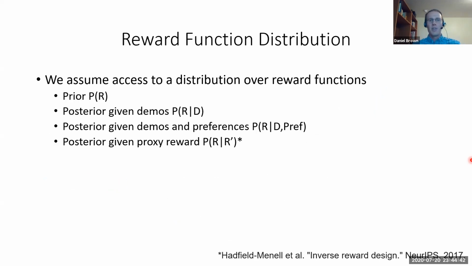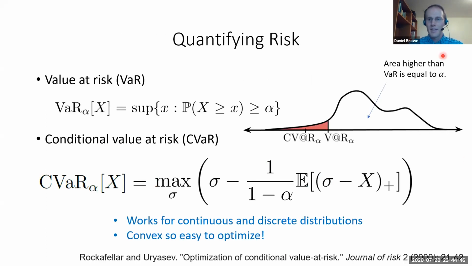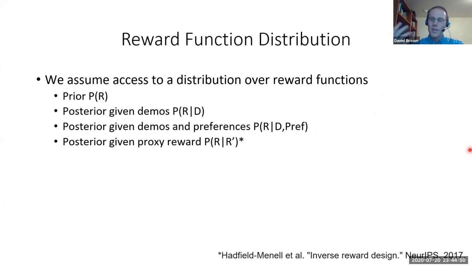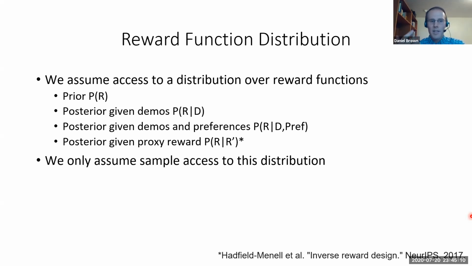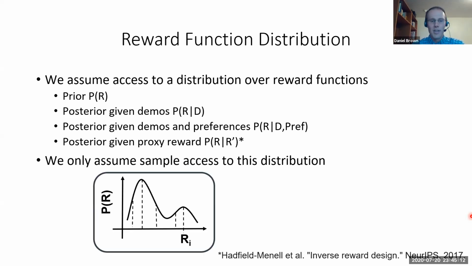So our approach is going to assume that we have some reward function distribution that we want to be robust to. That's the distribution that's going to create this kind of performance curve. And this could come from a lot of different places. It could come just from a prior that we have. It could be a posterior given demonstrations, like we've talked about a lot. It could be a posterior given demonstrations and preferences, like the T-Rex and D-Rex and the Bayesian Rex work. Or it could also be a posterior given a proxy reward function, R prime. And we're going to assume that we just have sample access to this distribution.